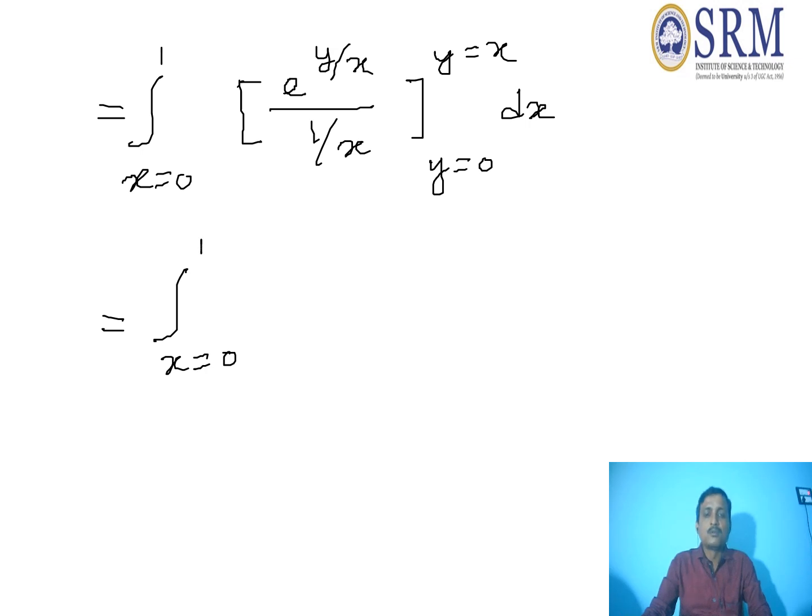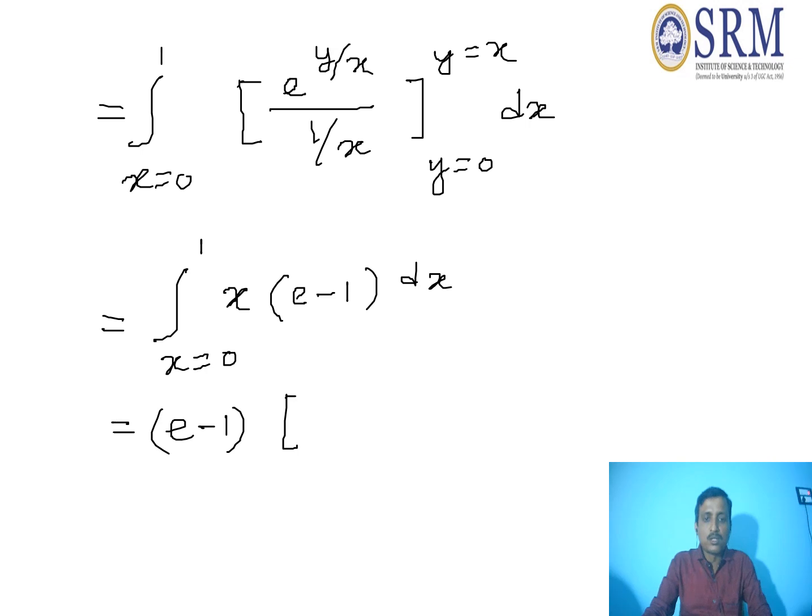Now substitute the limit. First you substitute y is equal to 1 in place of y, then minus y is equal to 0. This is a very simple calculation. You will automatically get x into e minus 1 dx. That means e minus 1 is a constant. You can write it outside because it does not involve x, so that's why I am writing it outside.